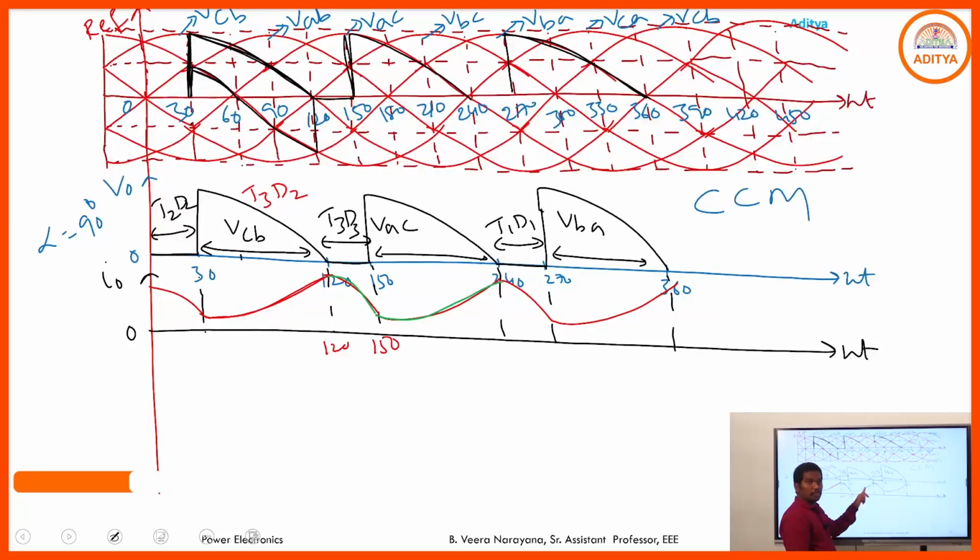If we go through the continuous conduction mode, the average output voltage is the same: V0 is equal to 3 VML by 2 pi into 1 plus cos alpha. Output voltage should be the same, but the waveforms and the operation change.